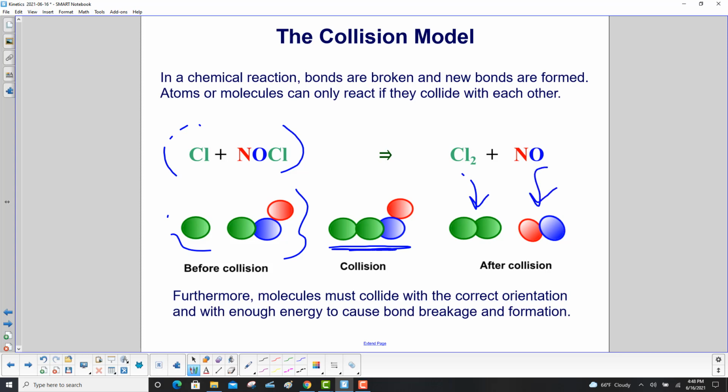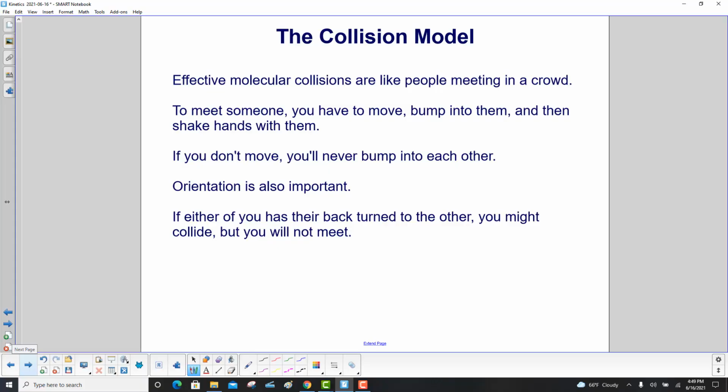Molecules must collide with the correct orientation and with enough energy to cause bond breakage and formation. Effective molecular collisions are like people meeting in a crowd. To meet someone, you have to move, bump into them, and then shake hands with them. If you don't move, you'll never bump into each other. Orientation is also important. If either of you has their back turned towards the other, you might collide, but you will not meet.